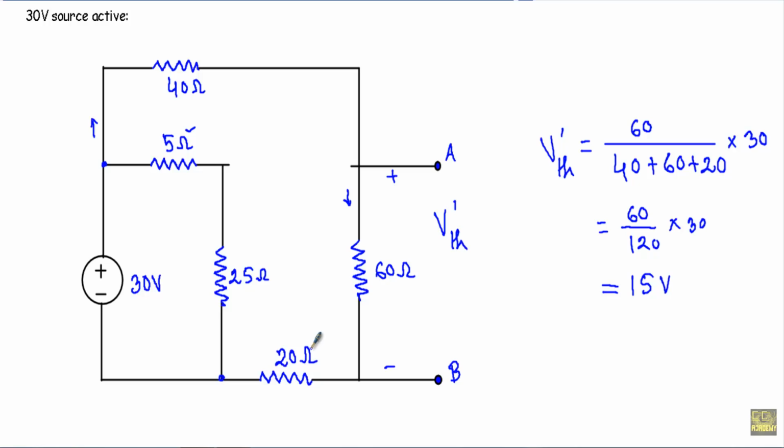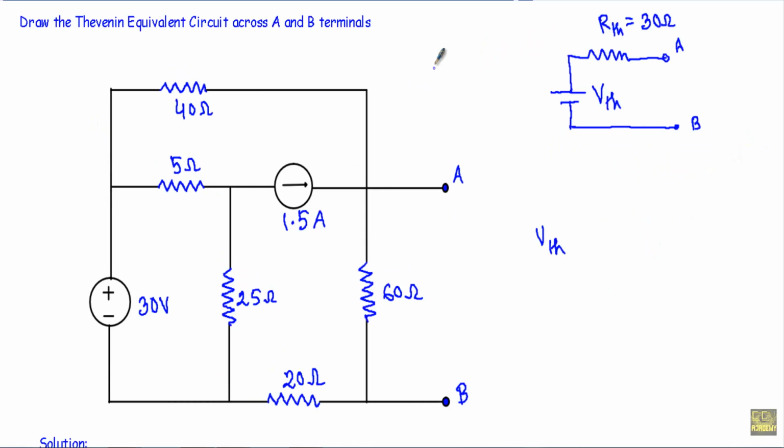Therefore, if I apply the voltage divider rule to calculate VTH prime, it will be equal to 60 divided by the sum of these resistors, 40 plus 60 plus 20, and multiply this fraction with 30. Therefore I will get 60 by 120 into 30, which will give us a value of 15 volt. Therefore our VTH prime equals 15 volt. So I have calculated VTH prime equal to 15 volt.